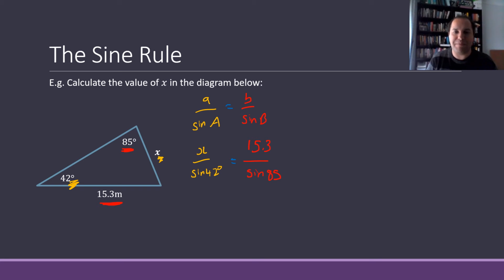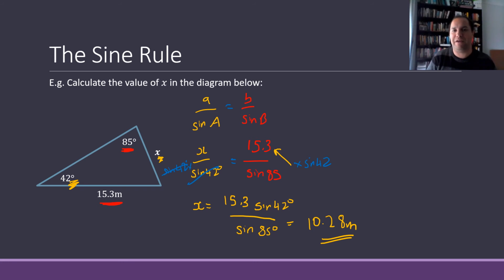Now to rearrange that, we're just going to multiply both sides by sine 42. That cancels, so all we're left with is x equals 15.3 sine 42 degrees. Because it's multiplication, that can just go up to the top with our numerator, all over sine 85 degrees, which equals 10.28 meters.